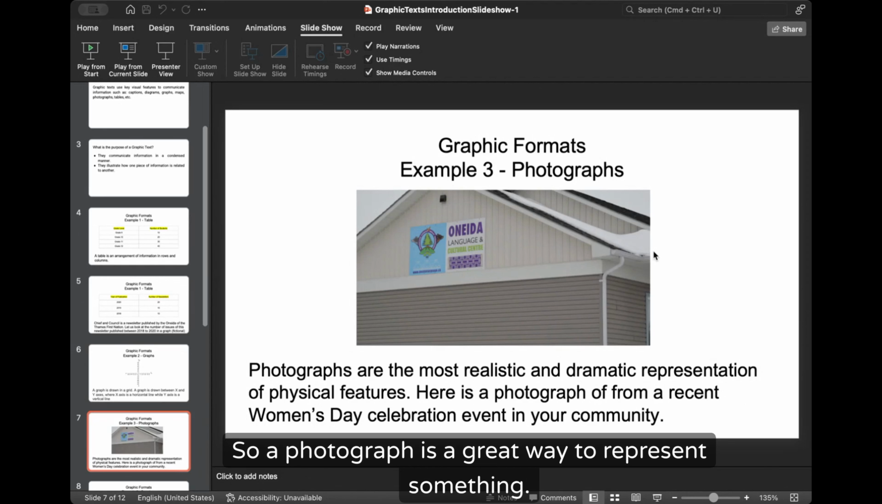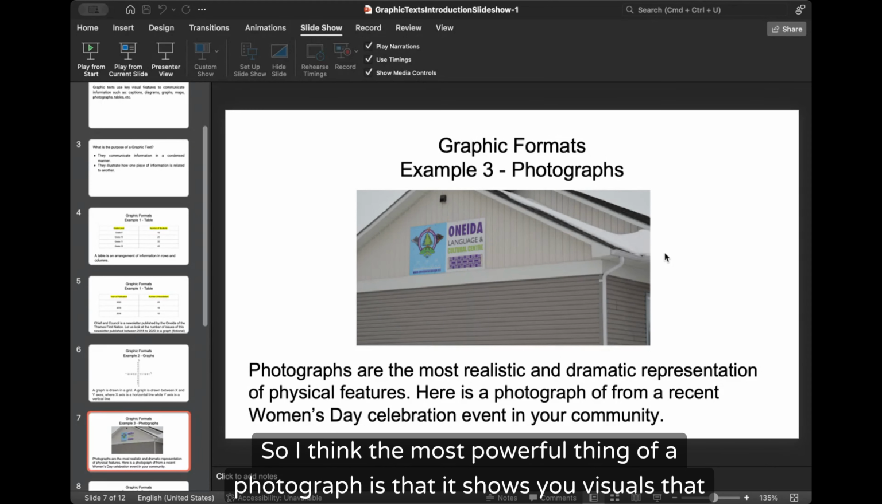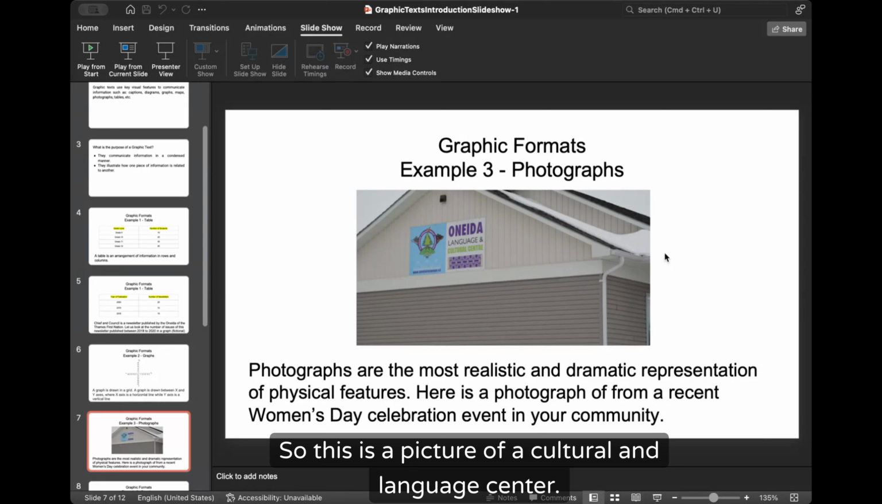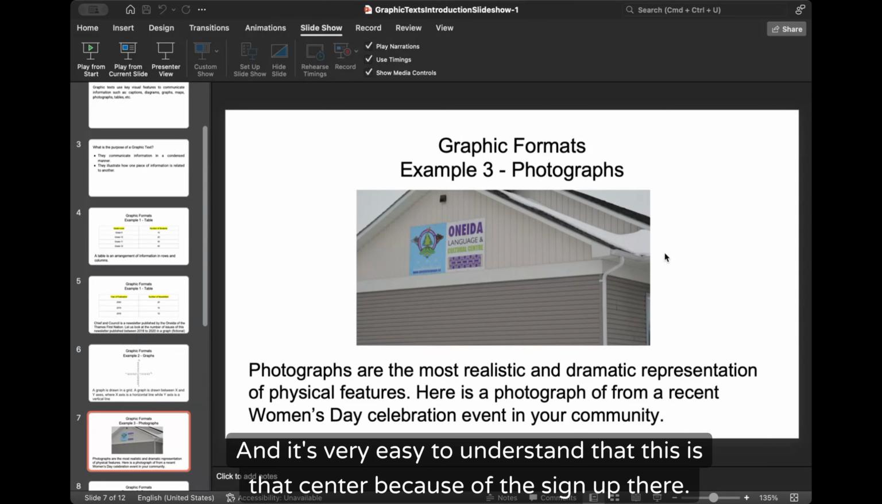So a photograph is a great way to represent something. I think the most powerful thing of a photograph is that it shows you visuals that are very accessible and it takes you to the actual site that you're trying to describe. So this is a picture of a cultural and language center, and it's very easy to understand that this is that center because of the sign up there.